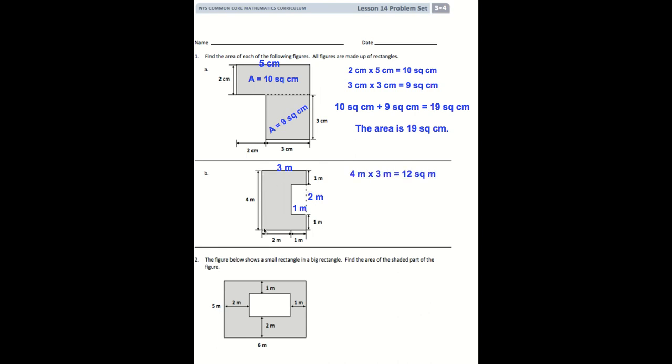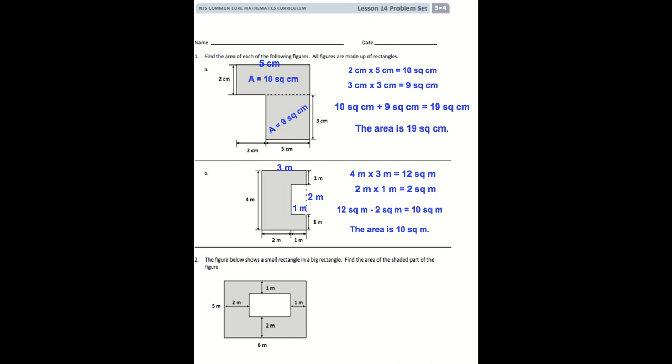So you have 4 meters times 3 meters equals 12 square meters. Problem is this part has to come out because there's not really a shape there. So that would be 2 meters times 1 meter, which would be 2 square meters. So now we have to subtract. 12 square meters minus 2 square meters equals 10 square meters. So the area of the gray part of this rectangle is 10 square meters. Again, you can pause anytime you need to.